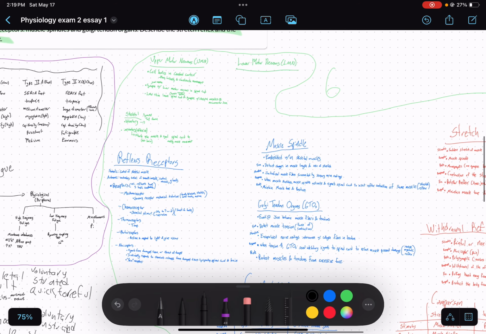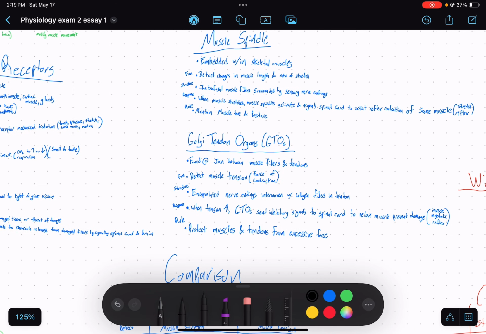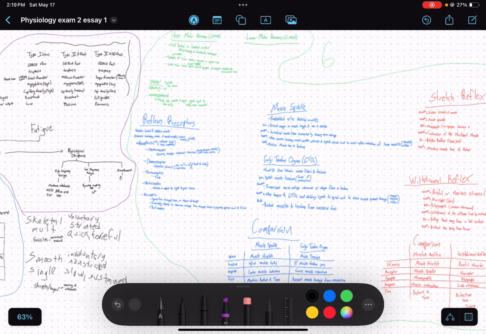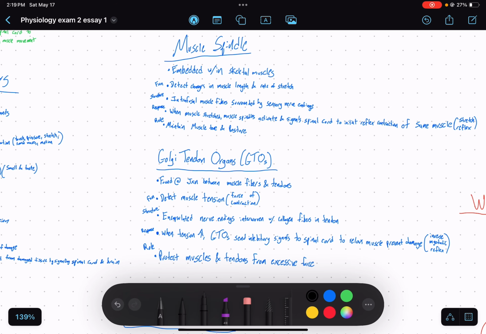So, talking very quickly about muscle spindles and Golgi tendon organs. To talk a little bit about your muscle spindles, they are embedded within skeletal muscles. They detect changes in muscle length and rate of stretch. They're intrafusal muscle fibers surrounded by sensory nerve endings. When the muscle is stretched, muscle spindles activate and signal the spinal cord to initiate a reflex contraction of the same muscle, which allows that stretch reflex to come in, which we'll talk about here in just a minute. And it helps maintain muscle tone and posture, as we see that skeletal muscle does.